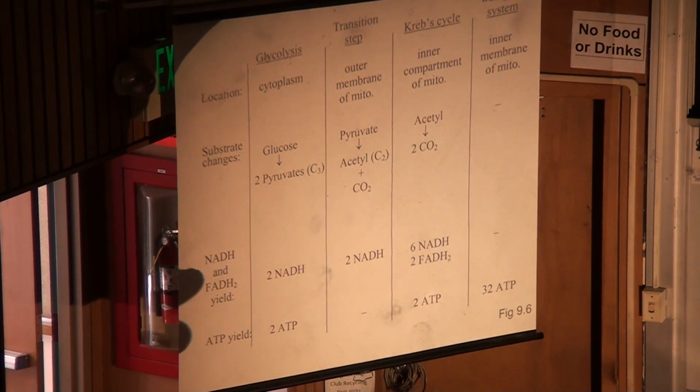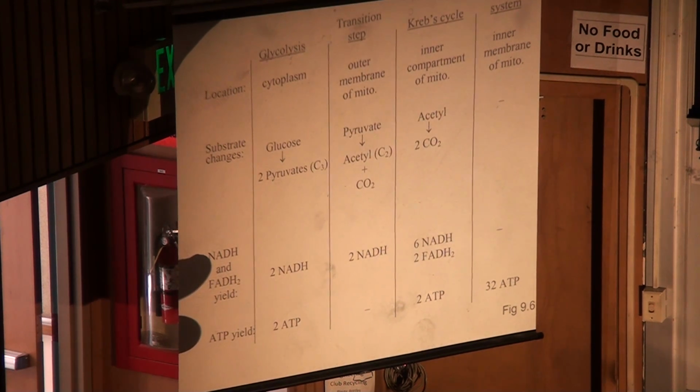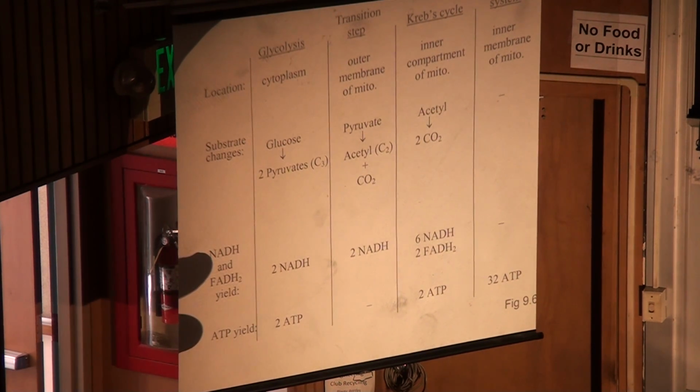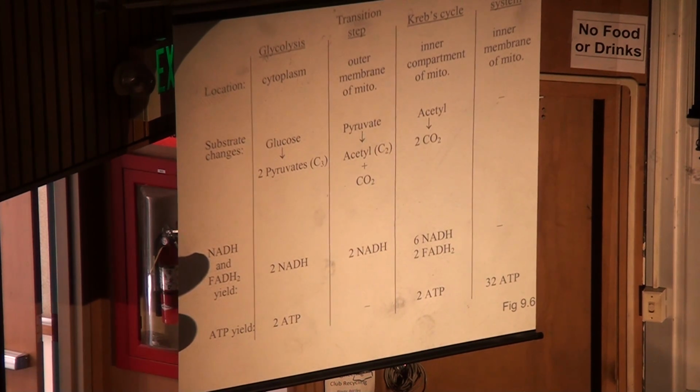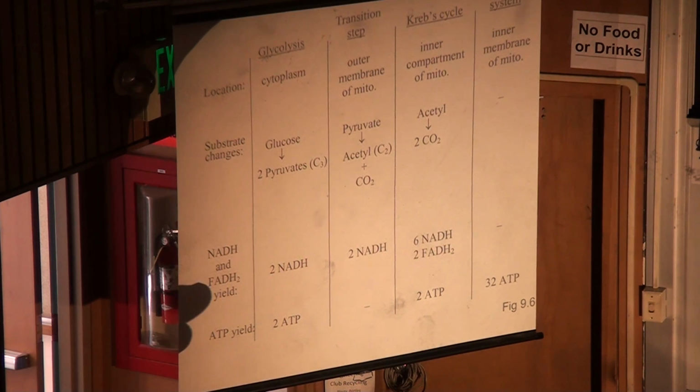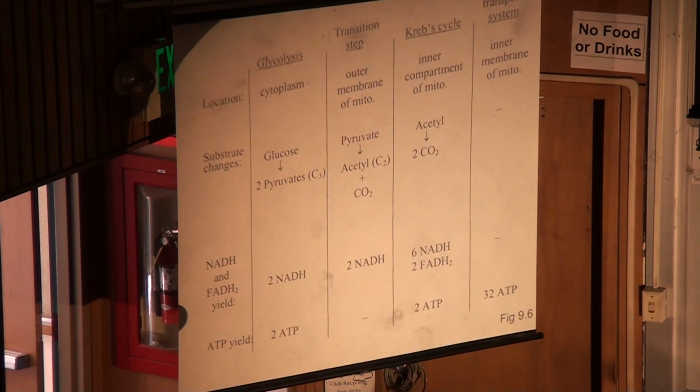Incidentally, these carry high energy electrons. When we talked about photosynthesis, we saw a very related carrier of high energy electrons called NADPH. It's essentially the same molecule. But it's NADH here and FADH2. They're high energy electrons.